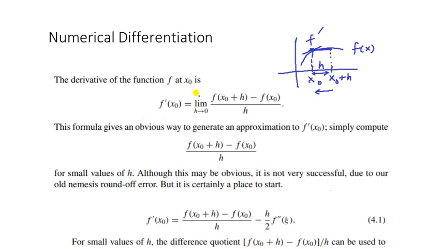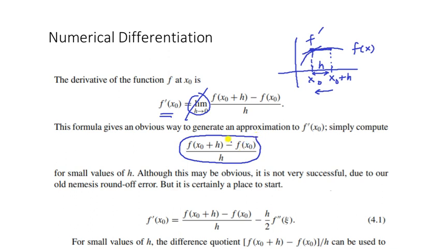If I don't take this limit, then the difference quotient on the right hand side may not be equal to f prime x naught, right? But if we take h very small, we are not taking the limit, but we are just saying that if h is very small, then this difference quotient on the right hand side will approximate f prime x naught. So we can use this difference quotient to approximate the derivatives, right?